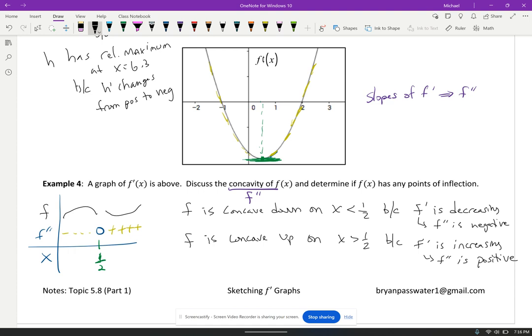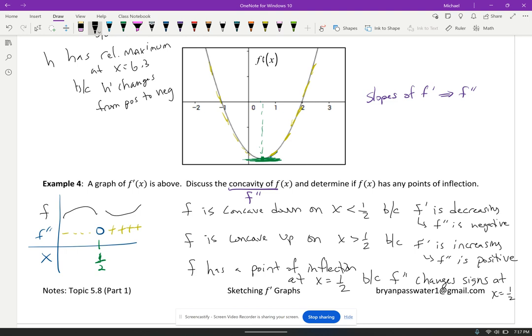And because the second derivative changes signs, we can say f has a point of inflection at x equals 1/2. And the reason is because the second derivative changes signs. And it changes signs at x equals 1/2. So let's make sure we show where it changed signs.